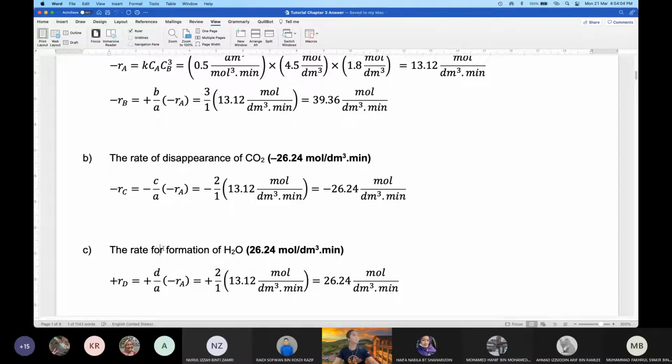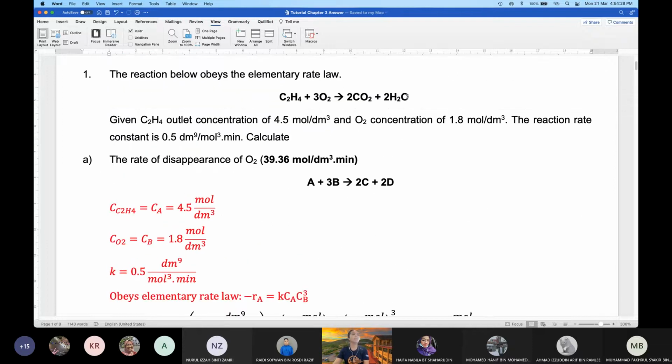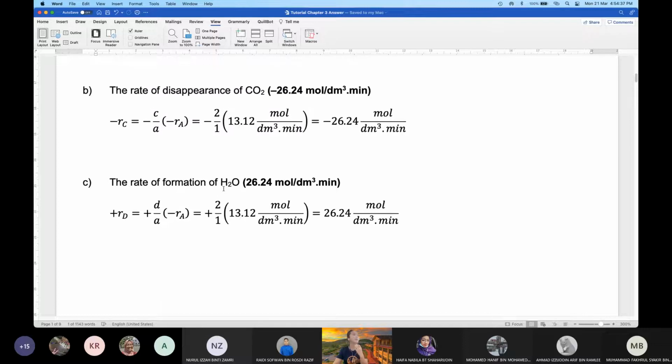formation of H2O. Okay, now they want to find rate of formation of water, H2O. Okay, so again, kalau rate of disappearance negative R, rate of formation positive R. Tu beza dia. Kadar kehilangan negative R, kadar pembentukan positive R. Then water. In our equation, water is your D. Dia A, B, C, D. So dia nak kita cari positive RD. Okay, nak kita cari positive RD.